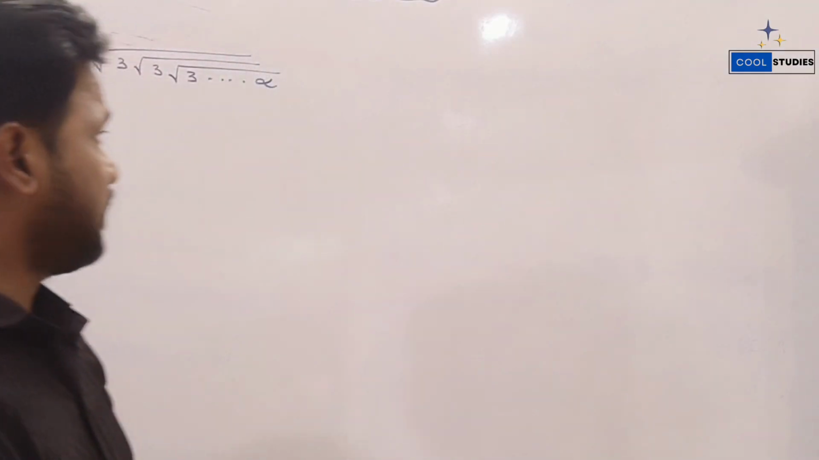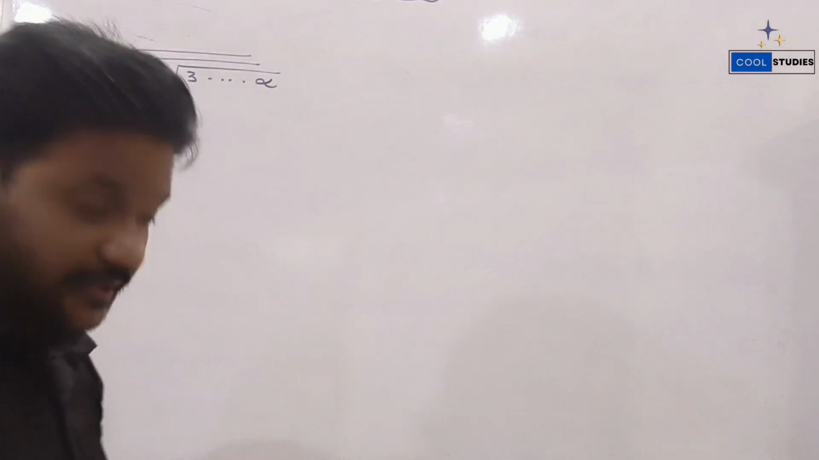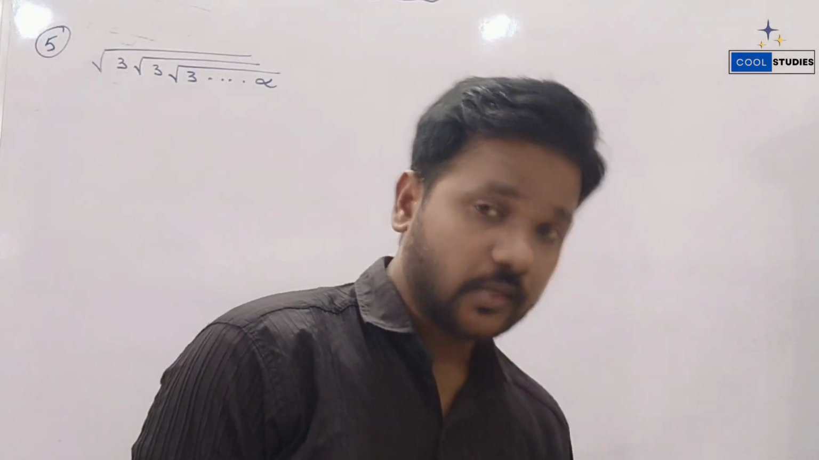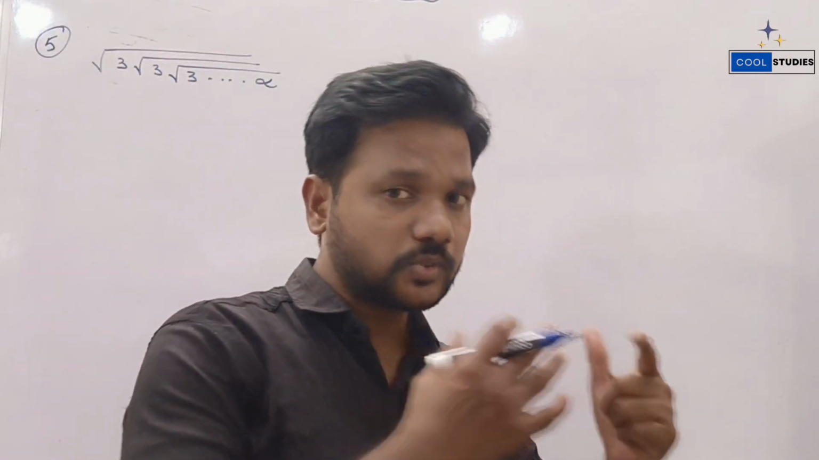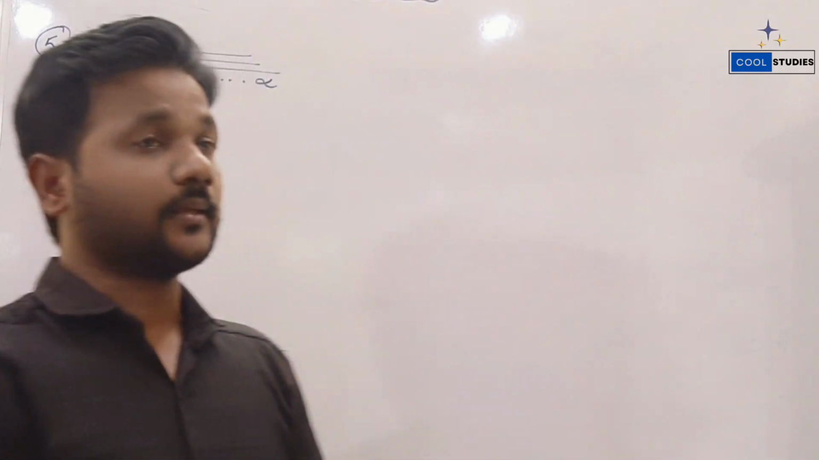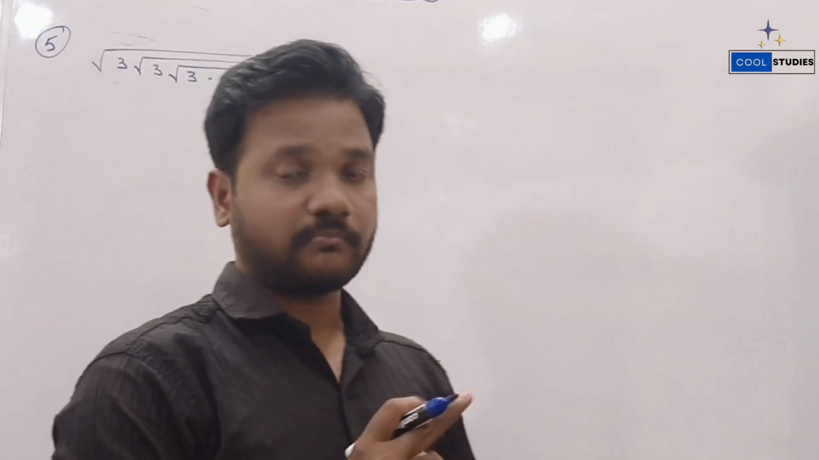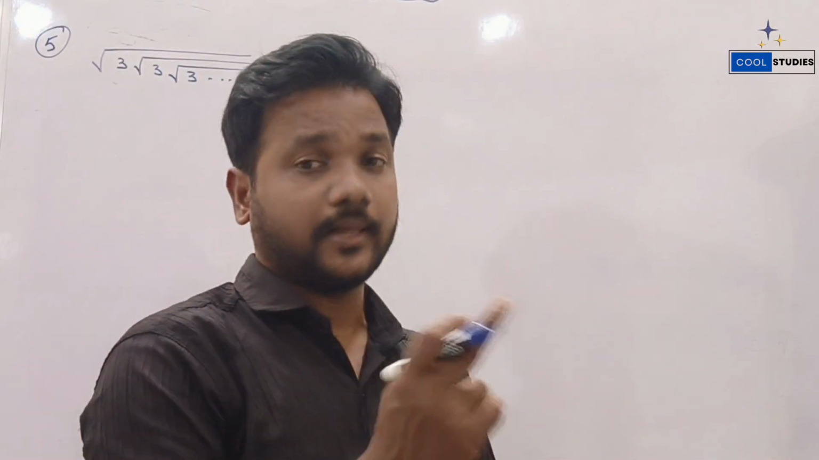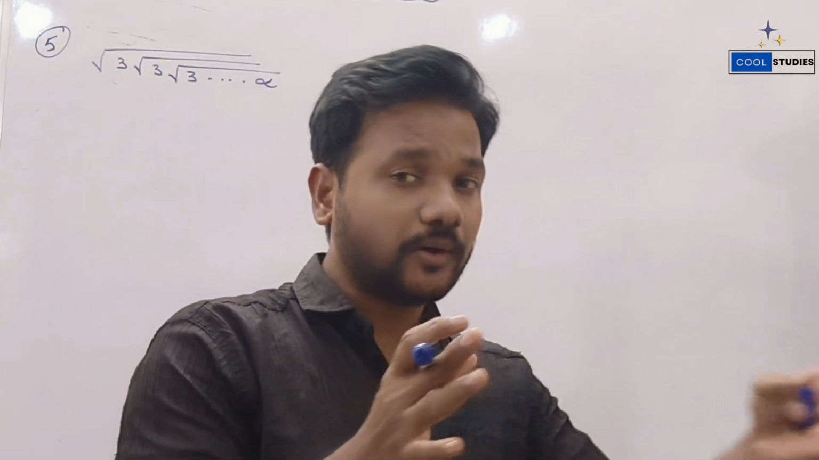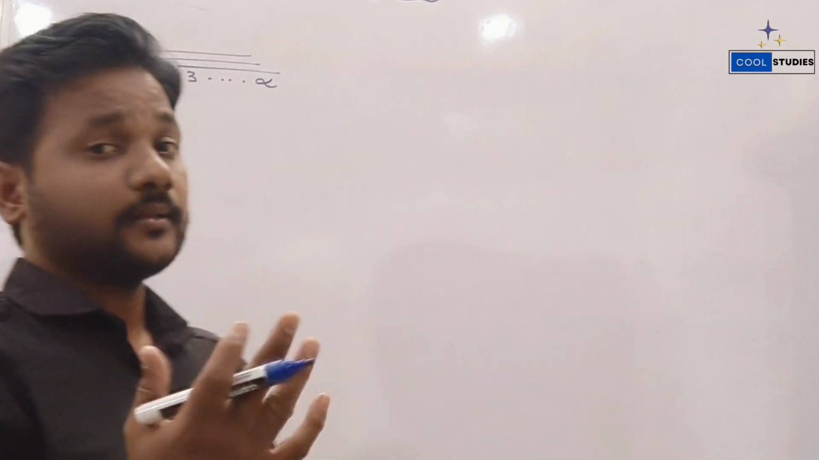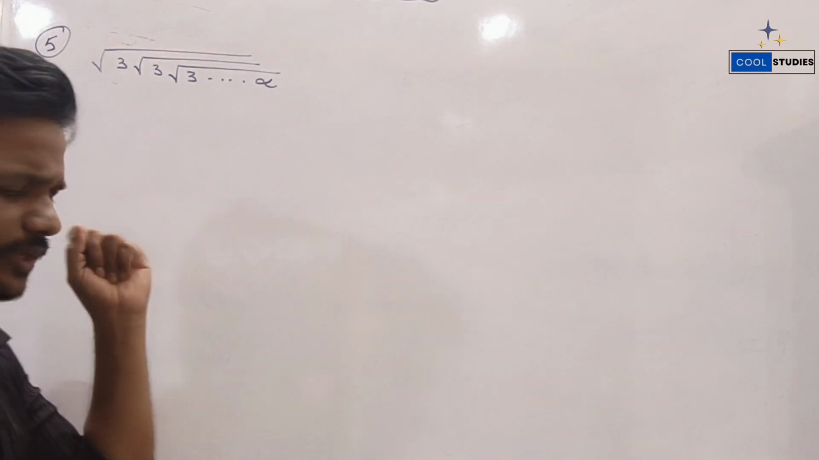The next question is given here. Root over 3, root over 3, root over 3 and so on to infinity. The question gives root over 3, again root over 3, again root over 3 and so on to infinity. Then what is this value?